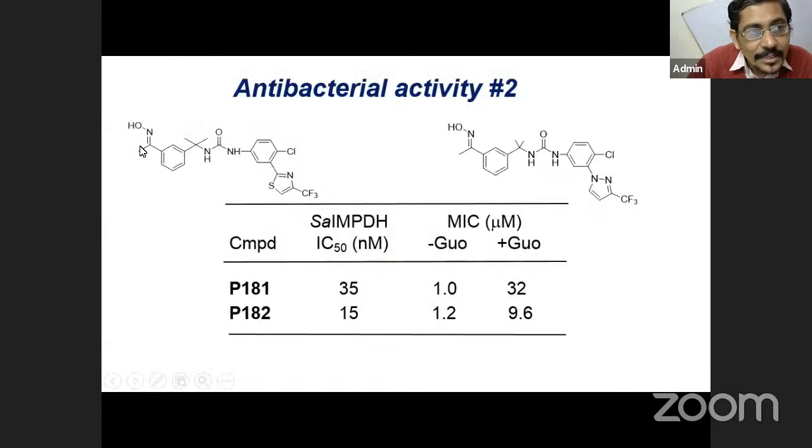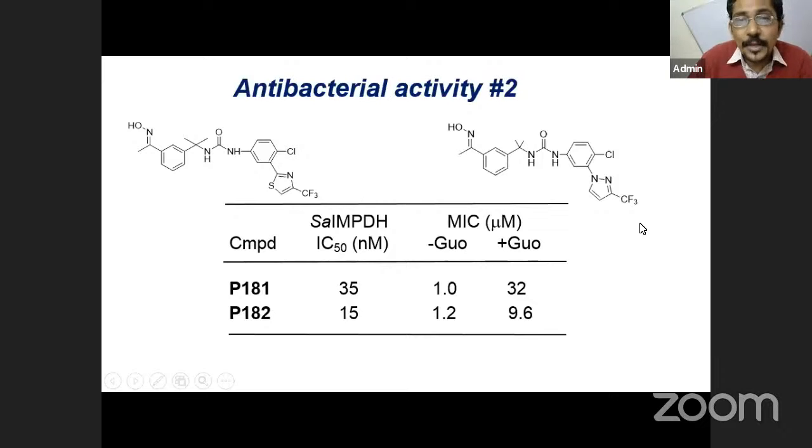So you can see here, this is the same part. The other chain was removed, but here, instead of nitro, we are putting a bigger group. This is the thiazole, and this is called a pyrazole. We are putting a bigger group over here.